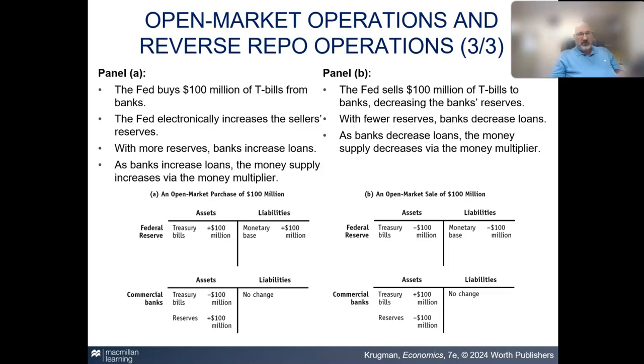Now, panel B here. The Fed sells 100 million of T-bills to the banks, decreasing the banks' reserves. So now the banks have less reserves. They have to decrease their loans. And honestly, if you've ever had a loan and never read your documents, and you wouldn't be the first, most people don't fully read their loan document. There is a clause in there that they can call your loan, and normally that time frame is 6 months.